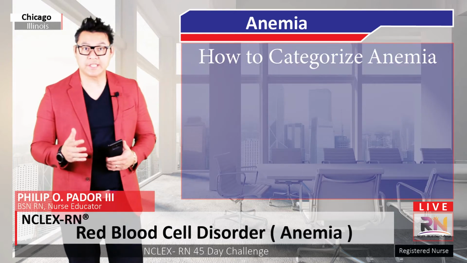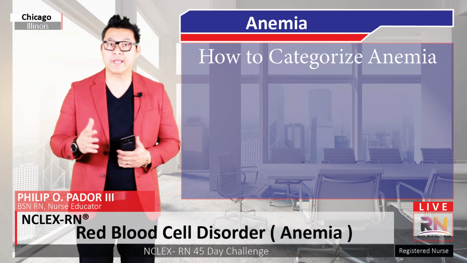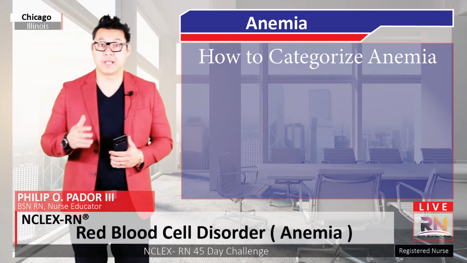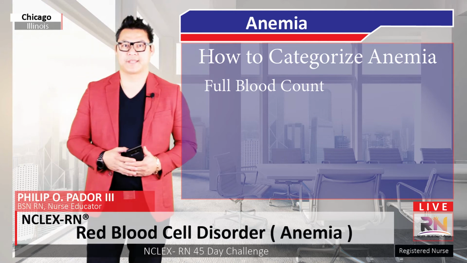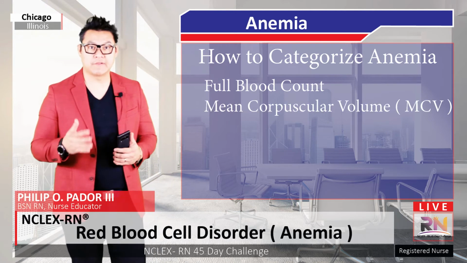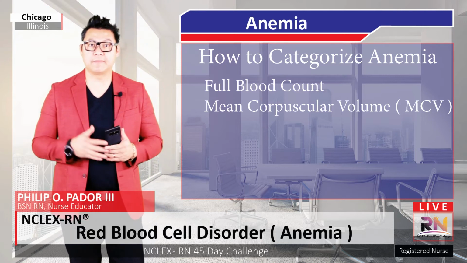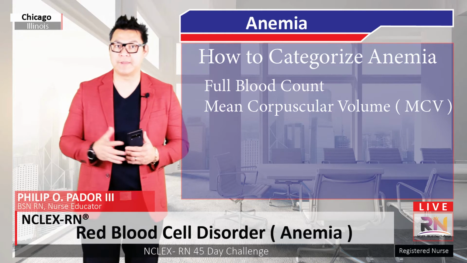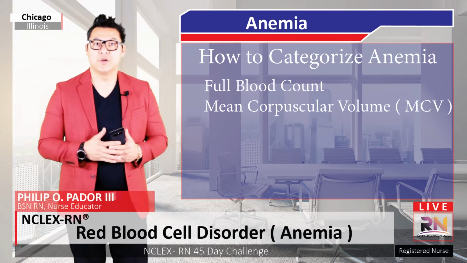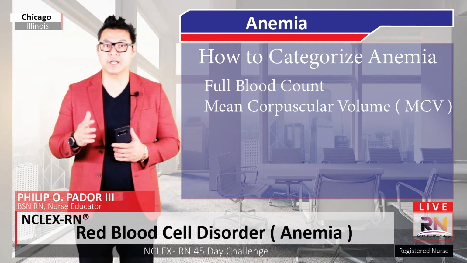Looking at hemoglobin is the first step to diagnosing anemia. But how does one categorize anemia? Well, one way is to look at the full blood count first and look at the mean corpuscular volume. The mean corpuscular volume, abbreviated MCV, is the average size of the person's red blood cells. Therefore, one way to categorize anemia is using the mean corpuscular volume.